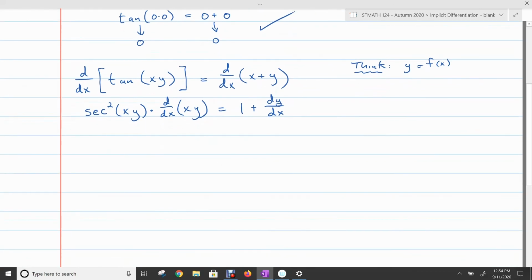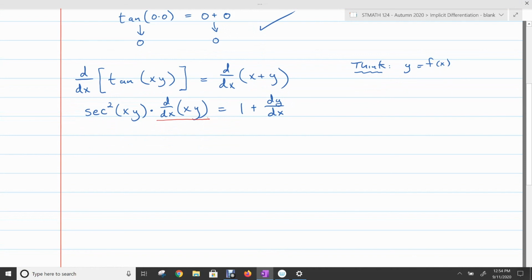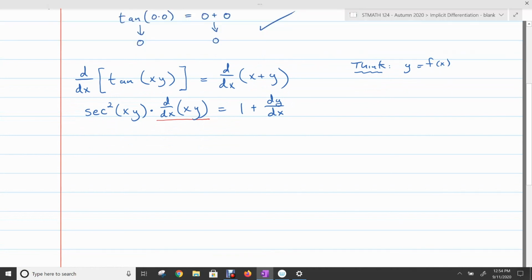Okay. Now I still have another derivative in play that has to be computed before I can do the final step of solving for dy dx. I have to keep doing the process until I'm done taking derivatives. Now, how would you take the derivative of x times y? Well, x times y is kind of like doing x times some function f of x, right?